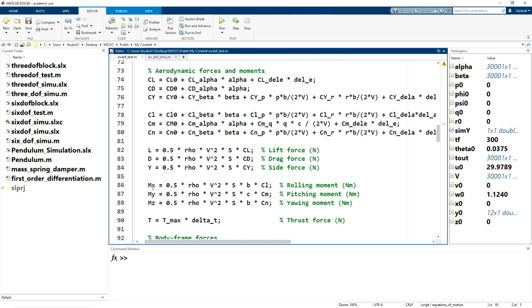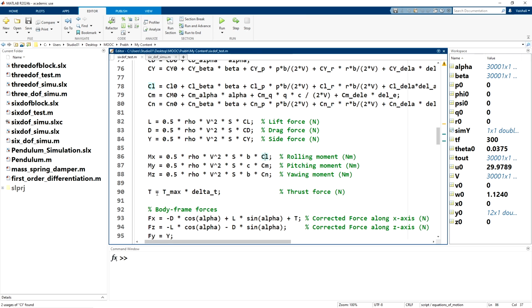Moment about x-axis, moment about y-axis, moment about z-axis: half rho V square S into b into Cl. Cl we have found here. Similarly Cm and Cn. The thrust is given as Tmax into del T. Del T we have assumed as 0.5, that is 50% of throttle is always applied during the entire simulation run.